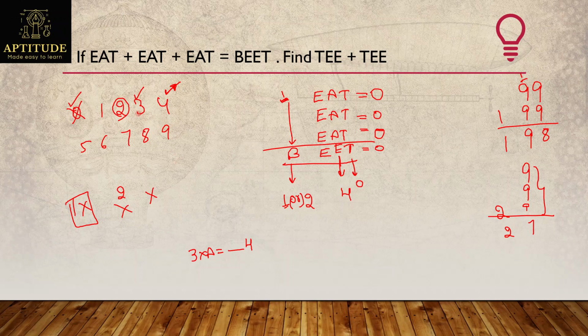3 3s will be 9, so A cannot be 3. 3 5s will be 15, I am not getting 4 as a unit digit. 3 6s will be 18, once again I am not getting 4 as a unit digit. 3 into 8 is 24, so that is possible, right? If I take A value as 8, 8 plus 8 plus 8 will give 24. 2 is carried here, once again giving E value as 4.